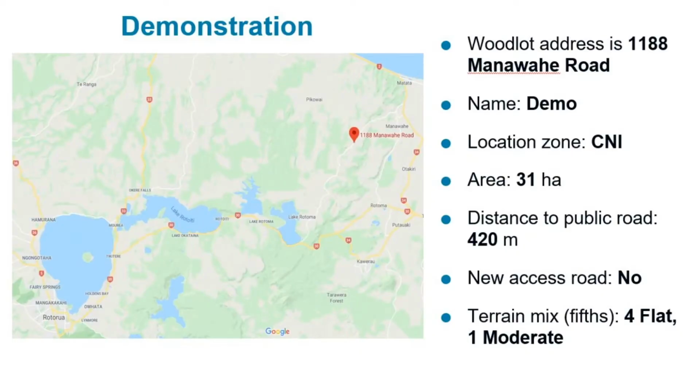Let's step our way through Watts now using a woodlot located in the Bay of Plenty. The address for the woodlot is 1188 Manawahey Road. We're going to call it Demo. It's located in the central North Island. It has an area of 31 hectares, and the distance from the public road to the edge of the woodlot is 420 metres. A new access road doesn't have to be built to the edge of the woodlot, and the terrain is fairly easy. It's about 4/5 or about 80% flat and 1/5 or about 20% moderate.